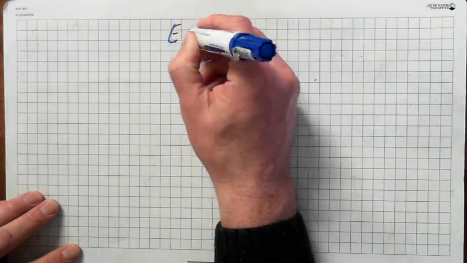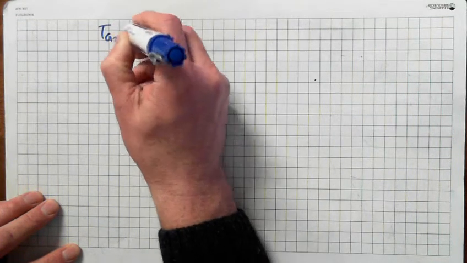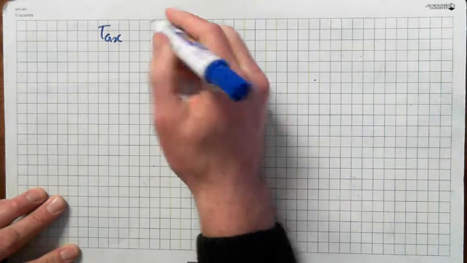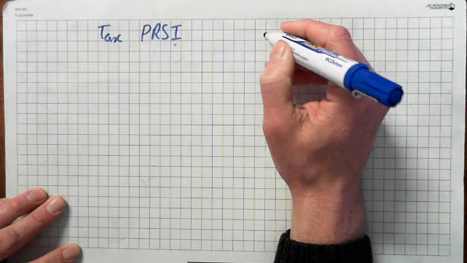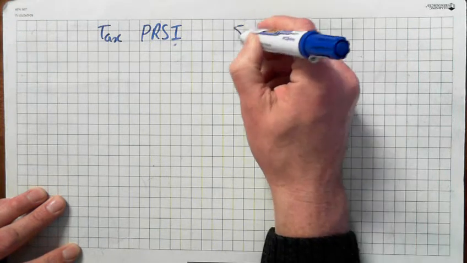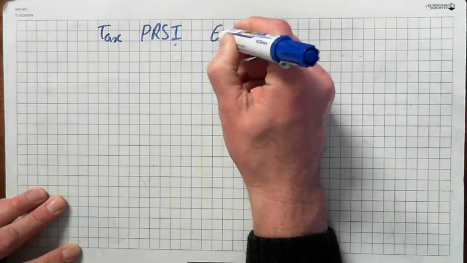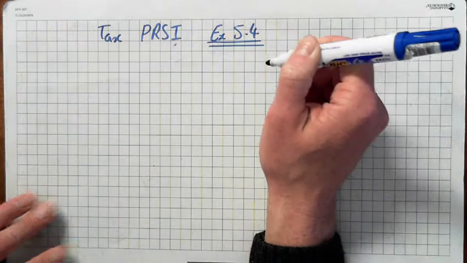So this is on tax and PRSI. And this is example 5.4. So we'll just go through that.